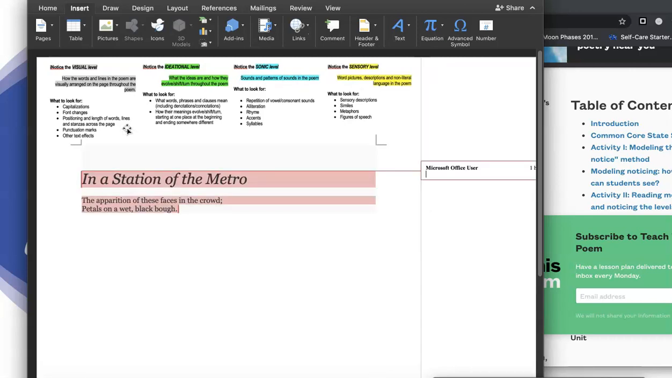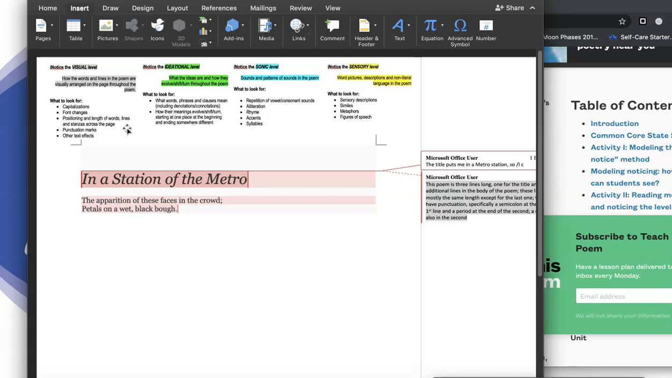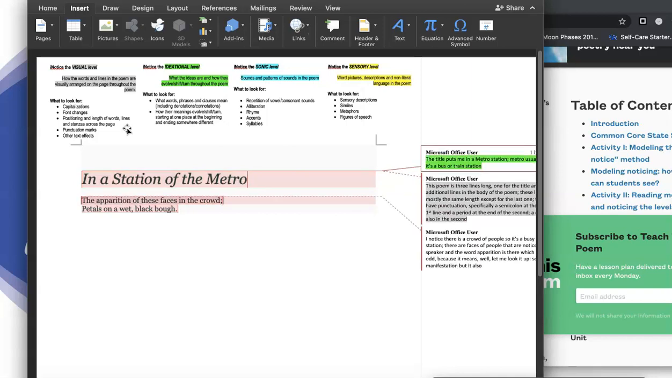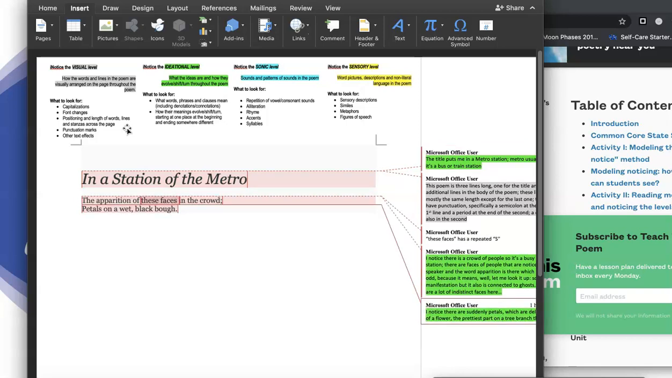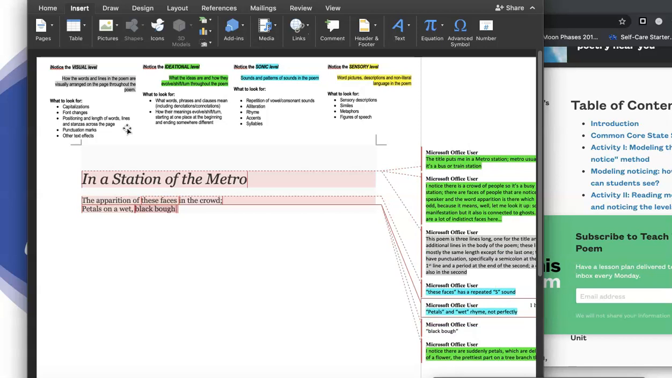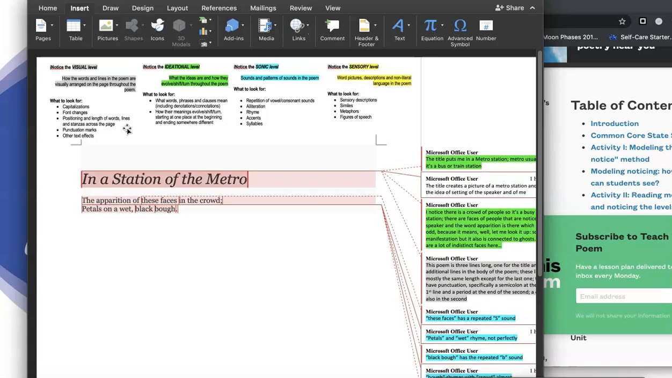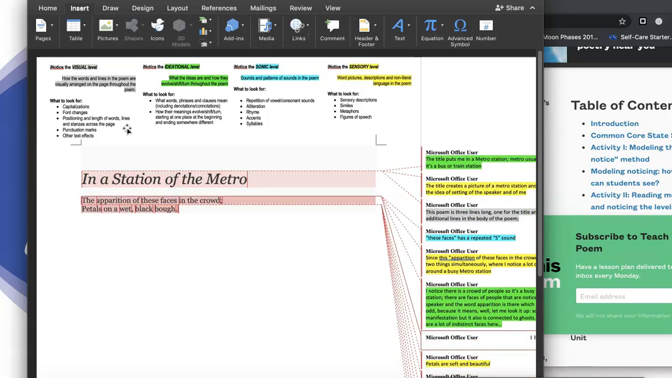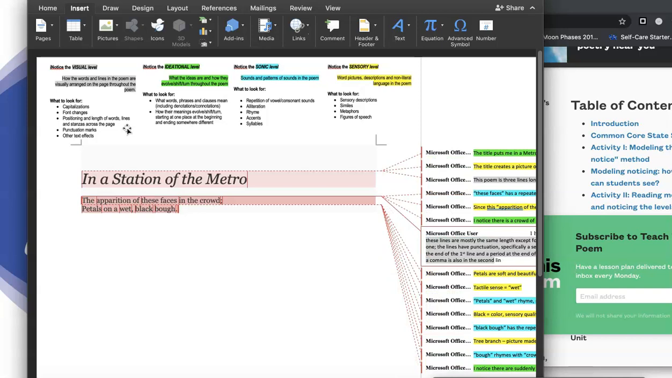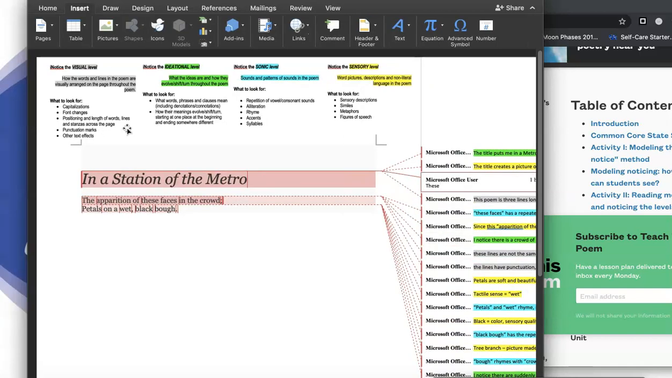So you'll notice that as I'm going through, I'm also highlighting in the color associated with the noticing level. And what's happening here is that I'm really doing one at a time. So the visual level was done first, the ideational level was done next, and then the sonic level, and finally the sensory level.